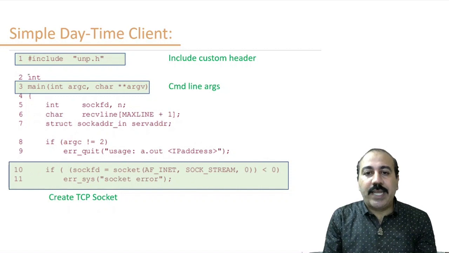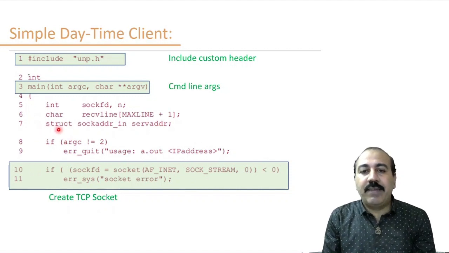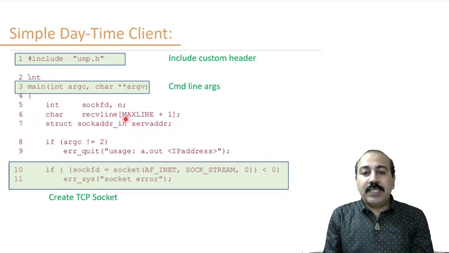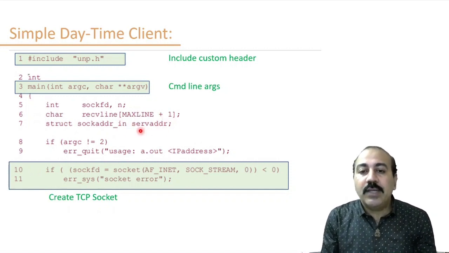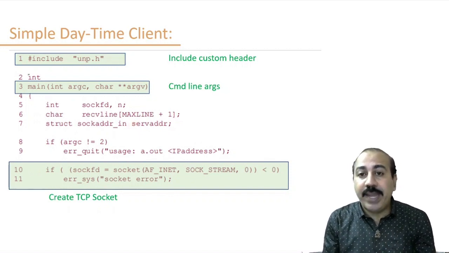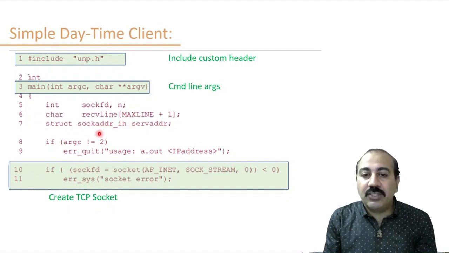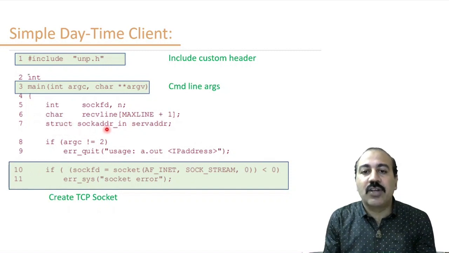Now moving on to line number 7. In line number 7 we are defining a variable called servaddr, which stands for server address. It means this variable should hold the address of the server. But what is the data type of the address of any machine? We don't know. That address definition is defined in the structure called sockaddr_in, that is socket address internet. So this is the structure name, and hence it is called struct sockaddr_in.